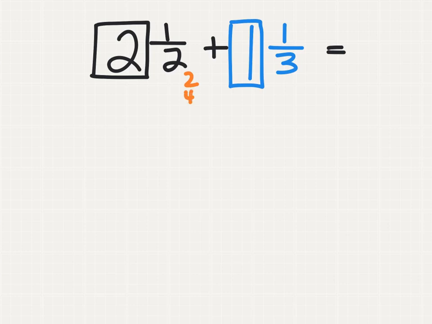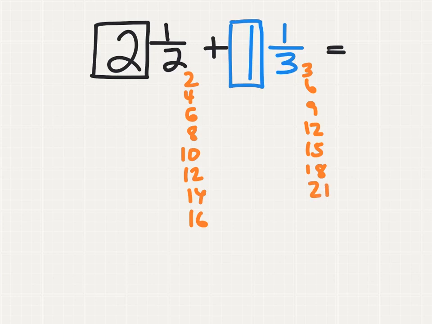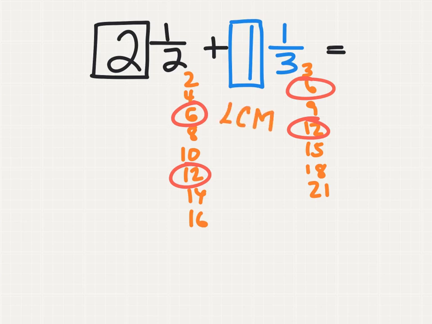So 2, 4, 6, 8, 10, 12, 14, 16, and 3, 6, 9, 12, 15, 18, 21. I need to find a number that's on both lists. I see 6 and 6. Now I also happen to see 12 and 12. Both numbers are on both lists. But remember, we're looking for the least common multiple. We're looking for the lowest number on both lists. So that means we're going to use 6. 6 will become our new denominator.